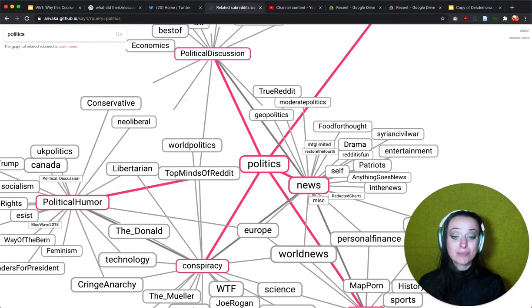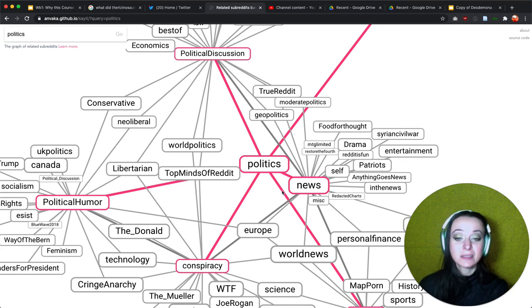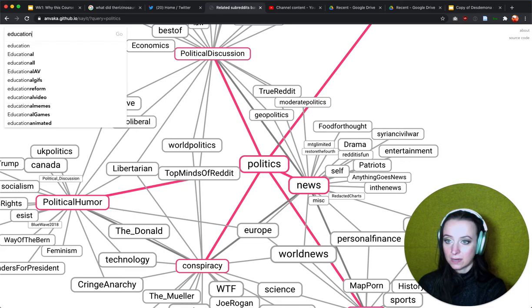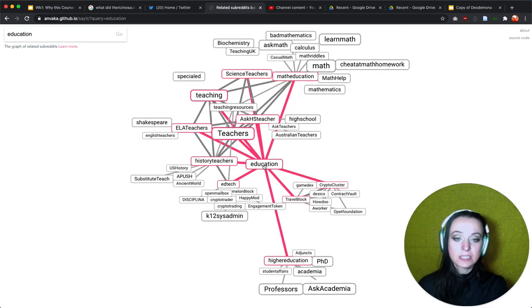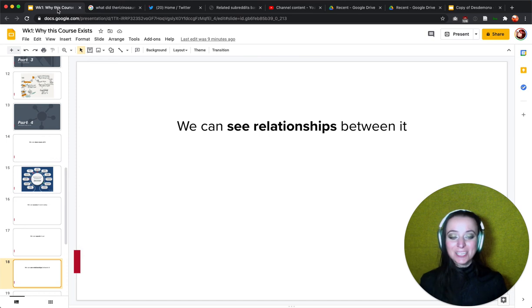We can see trends. We can see relationships. We can see that there's a lot of cross-posting between the politics subreddit and the conspiracy subreddit, the politics subreddit and the news subreddit. Let's take a look at education. What's happening with education? People who are posting in these education subreddits are also posting in higher ed, teachers, English language teachers, history, math. So we can start to see relationships and patterns in digital media that are a lot harder to spot without the digitization of it.